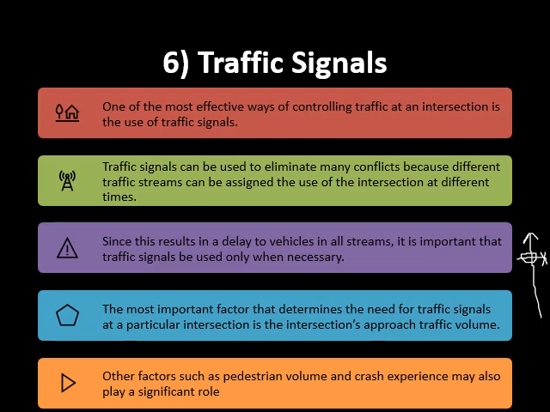There are many factors given in your textbook about the criteria for putting signals. The most important criterion is the approach volume to the intersection. Usually if it is more than 25,000 vehicles per hour, then you go for the signal. There can be other factors for which you can put a signal there.